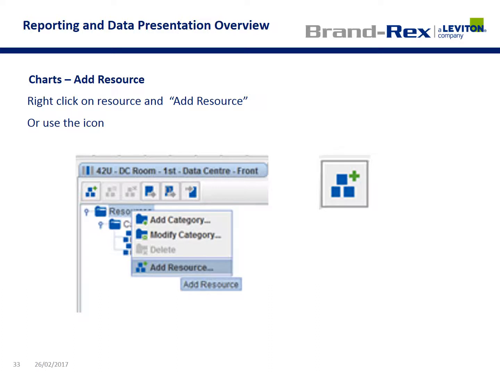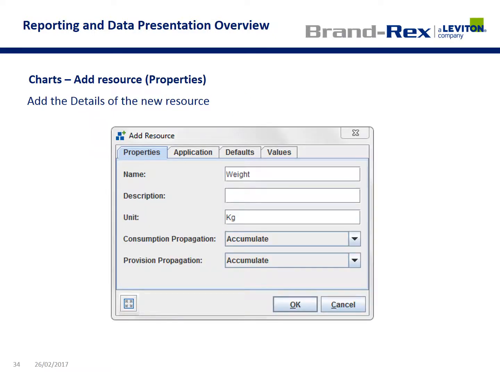Once you have selected Resources from the menu, right-click and select Add Resource. There are now 4 tabs that will appear. We'll look at the first 2. The first tab is the properties of the resource. Here we'll be entering the name as weight and the unit as kilograms. Then select the Application tab at the top of the resource window.